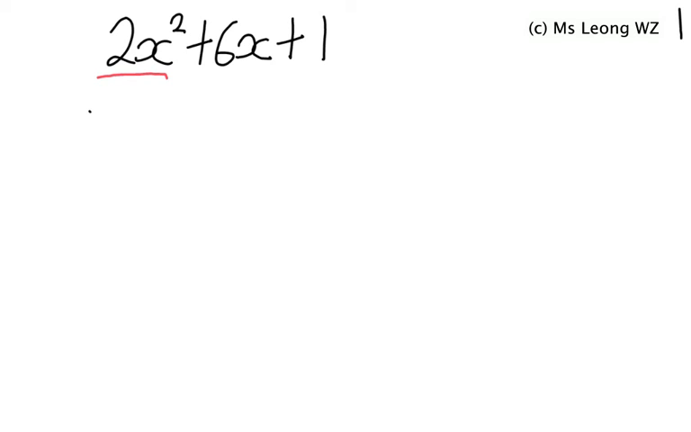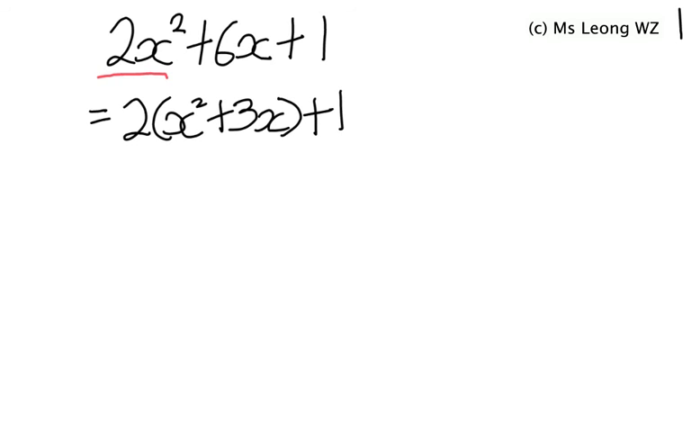So what you need to do is first factorize out the 2 from both the x squared term and the x term, but leave the number alone. What I mean by that is just factorize out the common factor, 2, and you get x squared plus 3x. Leave the 1 outside the bracket. At this point of time, you have not started doing completing the square. You are just trying to make the coefficient of x squared 1. So the next step is when you actually start to do completing the square.